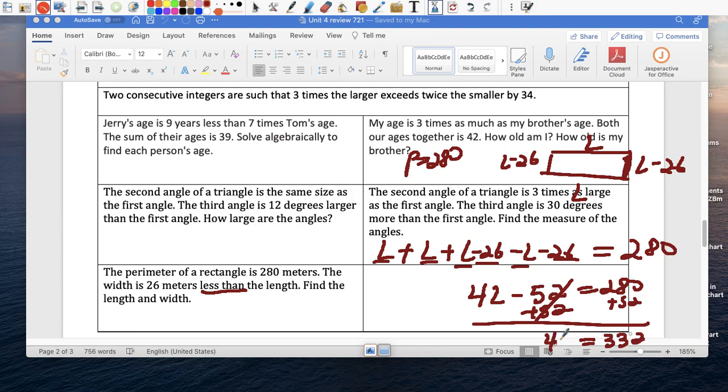We have 4L. Is that divisible by 4? Yes, it is. So divide both sides by 4, and the length is, no idea, 83. So if I draw another rectangle here, this guy is 83, this guy is 83, and then the width is 83 minus 26, which is 57.